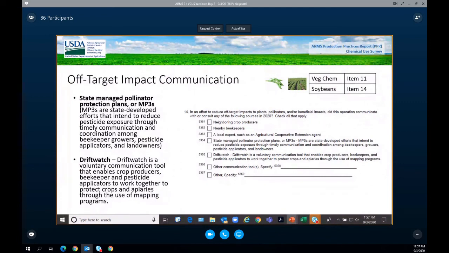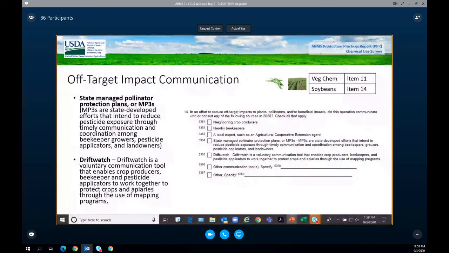Drift Watch is a similar tool that's more common in California. I will say that for these two, it's going to vary, I think, a lot by state. When we tested this question in the South, in Georgia, nobody knew about MP3s, nobody knew about Drift Watch, but in Mississippi, everyone's going to know about the MP3 there. A lot of the cotton producers down there use it, and they have a pretty robust mapping tool for beekeepers to register and show where they're located.